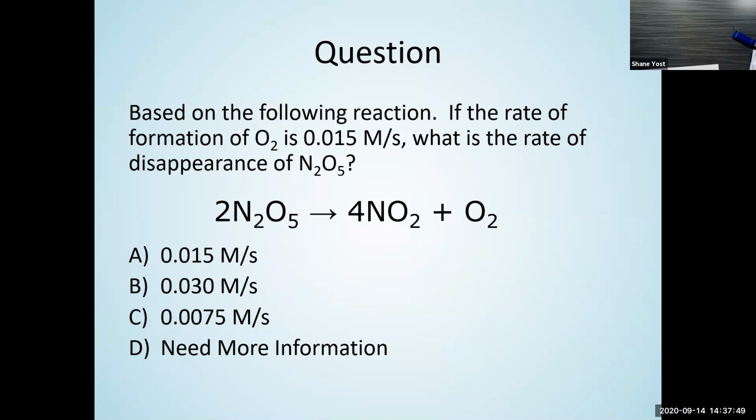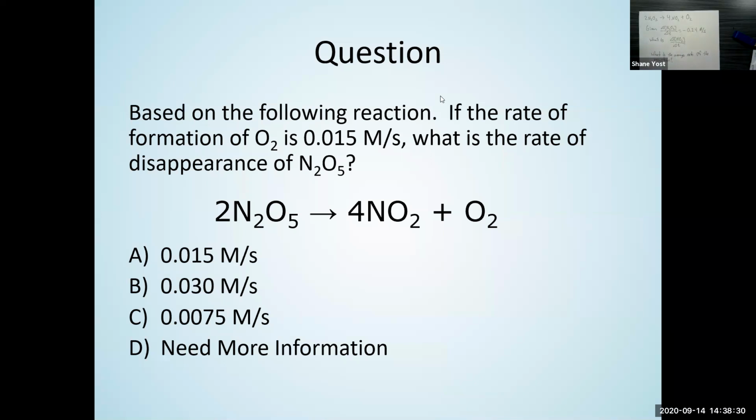So what do you think? I have the same balanced chemical reaction, and the rate of formation of O2 is 0.015 molar. What is the average rate of this reaction? Would you say it's A, B, C, or D? A, because the average rate of reaction is related to the rate of formation of O2 divided by its stoichiometric coefficient, which happens to be 1. So you take 0.015 molar per second, and you divide that by 1, and that gives you A.